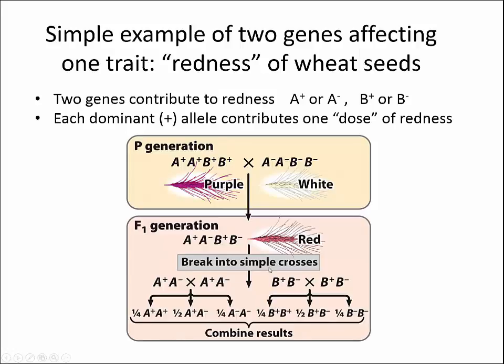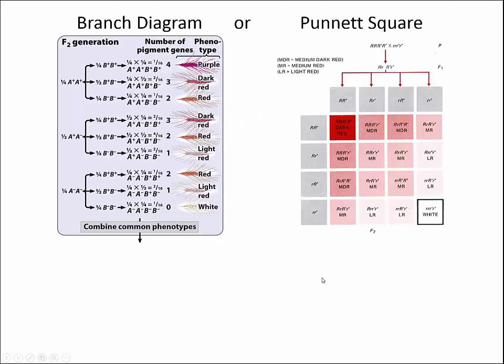If you cross this F1 generation together, we've done this dihybrid cross many times before, and this is just 2 ways of doing it. Your textbook actually uses a branch diagram and looks at both of these genes independently. Another way to do this is just a standard 4x4 Punnett square. This notation is slightly different than what we're using, but it gives you the idea.